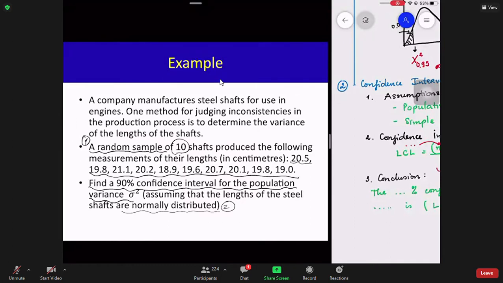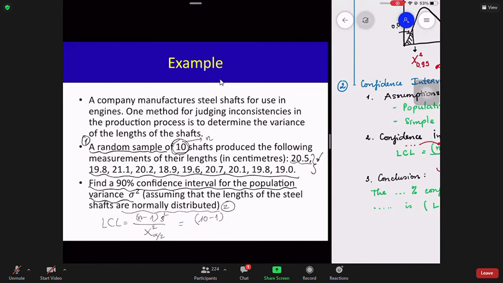Now, the lower confidence limit is equal to (n minus 1) s squared over chi-squared alpha over 2. Here n is our sample size, which is 10, so it will be 10 minus 1. The value of s squared, the sample variance, you have to calculate yourself using the formula given in our first lectures.